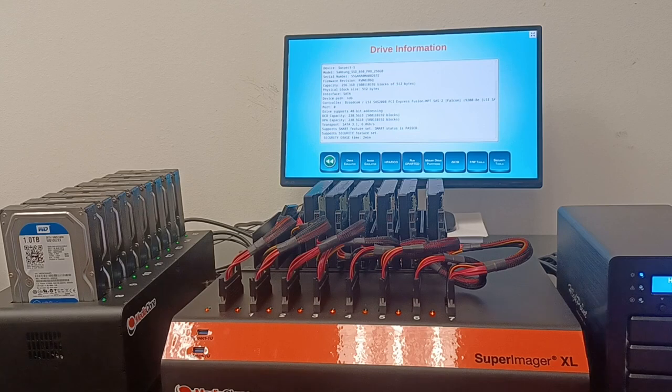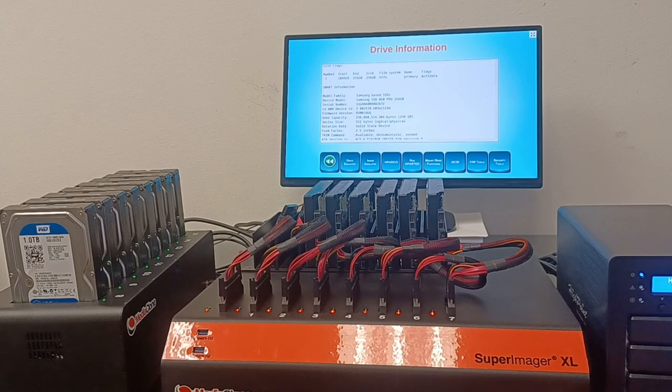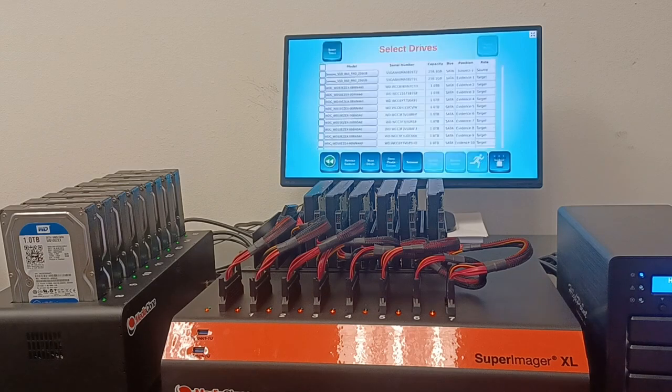So that's a very nice feature. The drive info also gives you some drive diagnostics if it's a SATA drive, and other information that might be vital for the user. That's the end of this video.